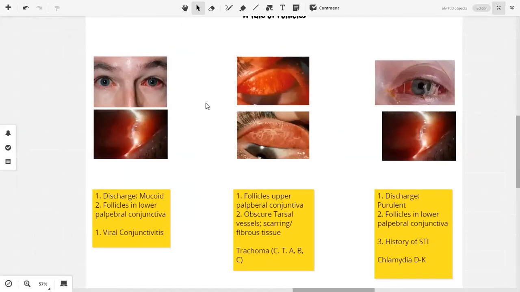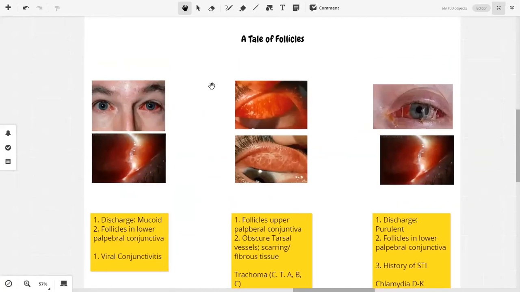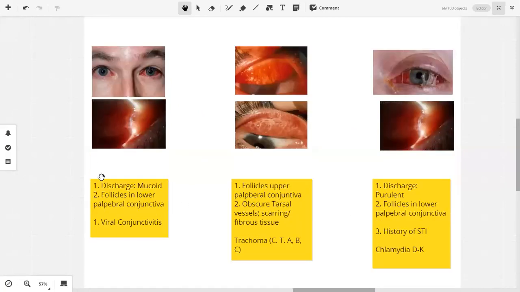Once again, giving you a brief overview. Whenever you have a clinical vignette or a case in which a patient has follicles, the important context clues are, number one, what type of discharge there is. Whether the discharge is mucoid, or is it purulent or mucopurulent. In the case of viral conjunctivitis, only the discharge is mucoid, right? In the other two, both caused by chlamydia, the discharge will be purulent or mucopurulent. So one thing in the context of follicles: what type of discharge is it?